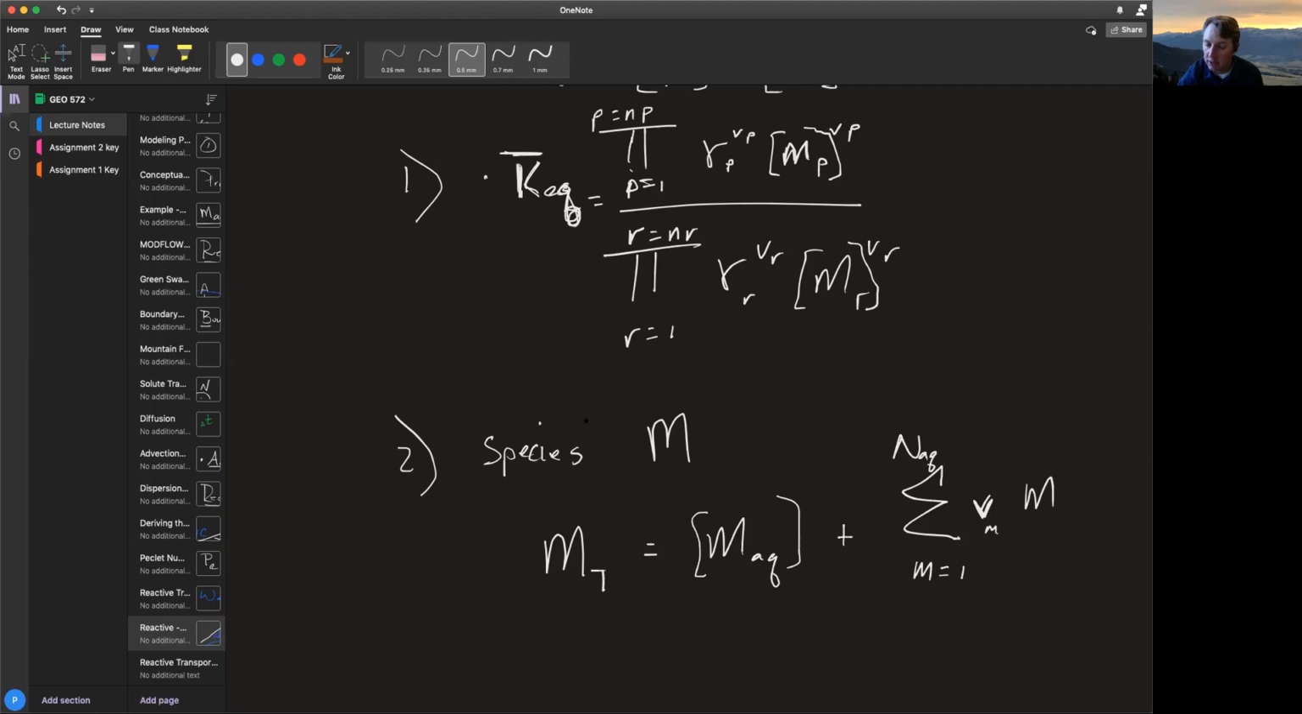You can imagine that the more and more reactions that I need to consider, the more and more species I need to track, the harder the bookkeeping gets, and the more complicated solving these sets of equations for every one of these species becomes. We're not going to do a ton of this, but this is really common in reactive transport, and I want you guys to be introduced to it at least.